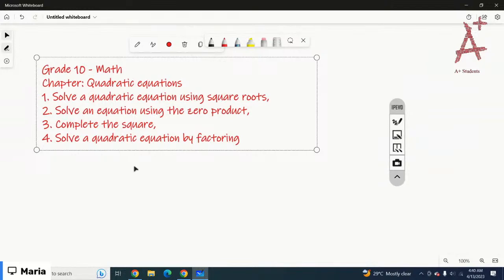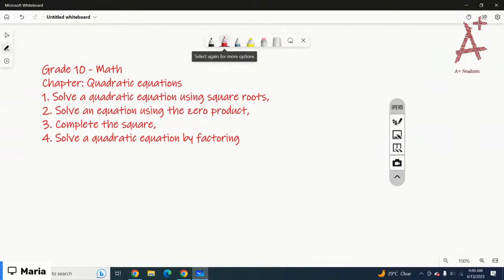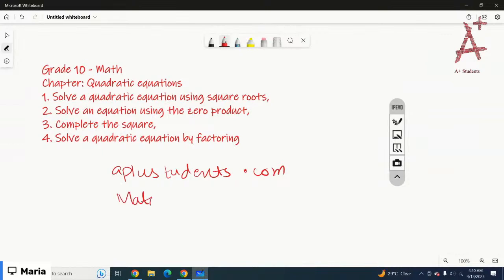So we're going to start with grade 10 maths. You can find all the lessons on aplusstudents.com. You have to log in there using your email address, and the password is provided by the administrator. Then you have to select math from the subject tab, scroll down to grade 10 and then click on view all lessons. There you can find a list of the chapters.